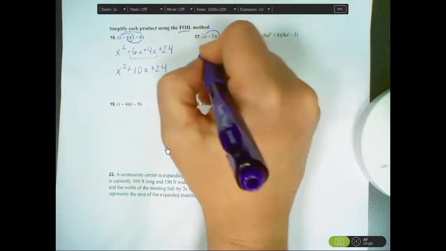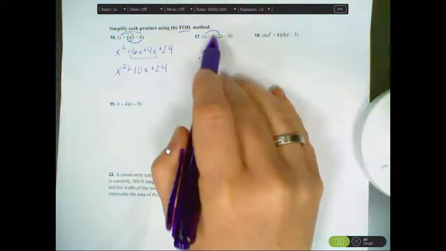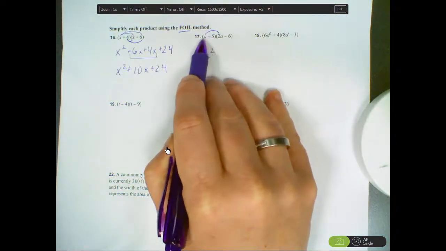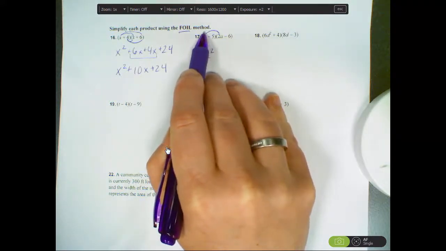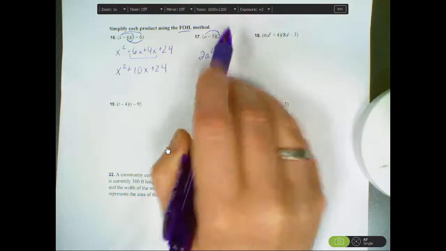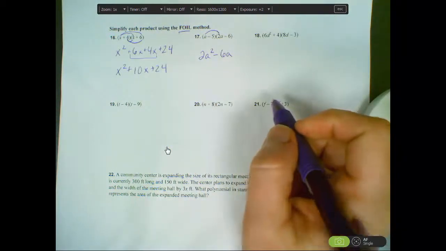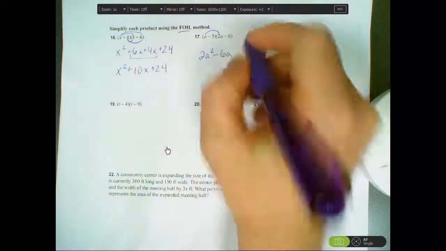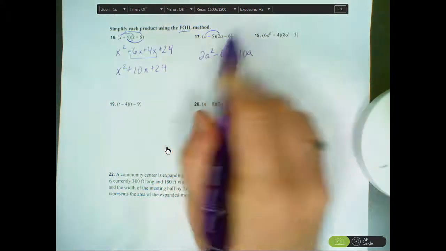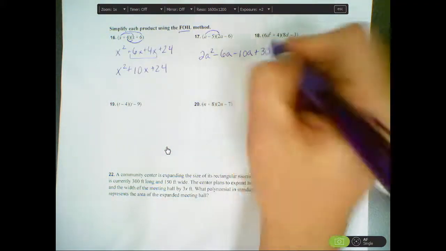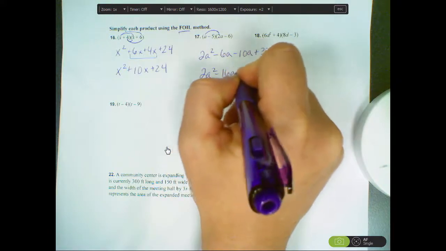A times 2a is 2a squared. Remember, I'm covering up the 5, pretending it's not here, and I'm just doing the a times these two things. Then I'm going to cover up the a and do negative 5 times these two things. So a times negative 6, negative 6a. Negative 5 times 2a, negative 10a. Negative 5 times negative 6, plus 30. Combine like terms, 2a squared minus 16a plus 30.